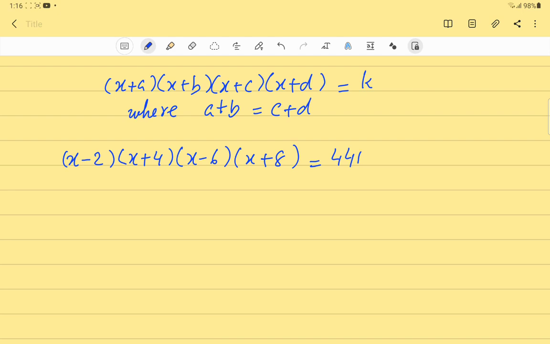In this equation, in all the four brackets, we have to make pairs of two brackets each in such a way that the sum of their constant terms should be equal. Suppose we make a pair of minus 2 and plus 4, it will be 2, and in this case 8 minus 6 is equal to 2. So we will make two pairs. This will be pair number 1 and this will be pair number 2, and we will multiply these brackets.